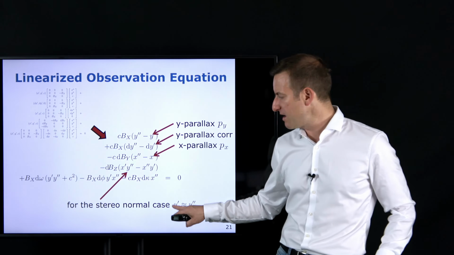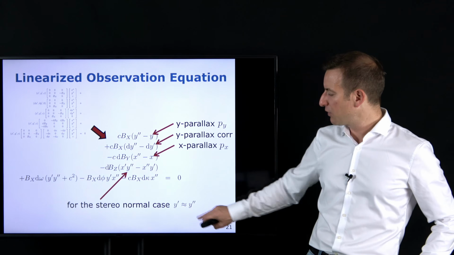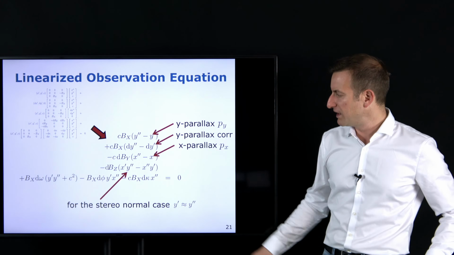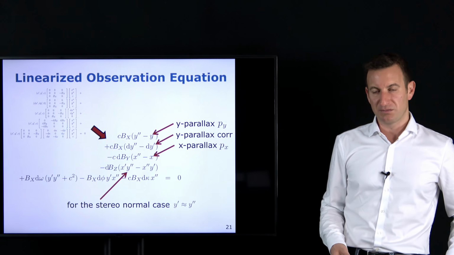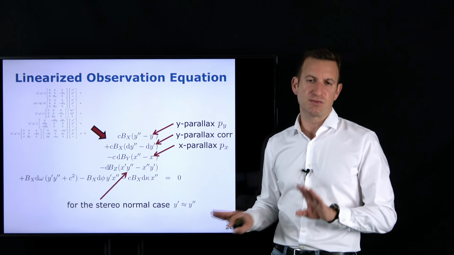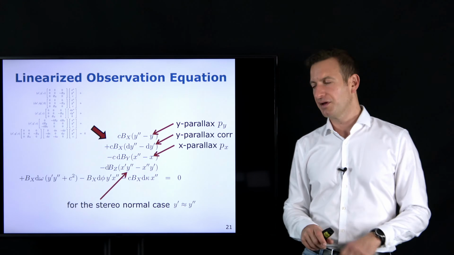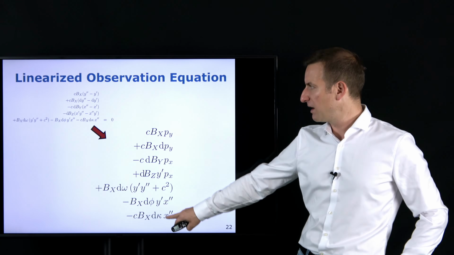So I'm making this approximation over here. Again, this is an approximation saying y prime is approximately equal to y double prime, applying this only to this expression over here in order to simplify my equation. And again, this is a simplification which only holds for the stereo normal case. So if I do this, then I can rewrite my equation like this.